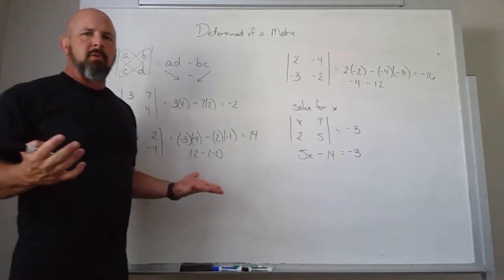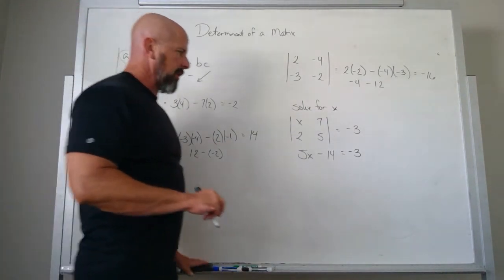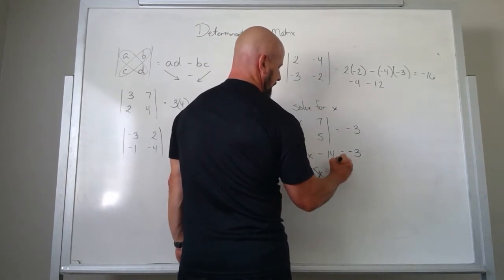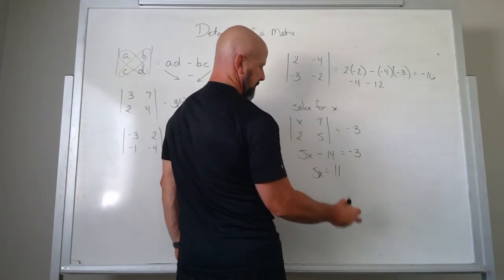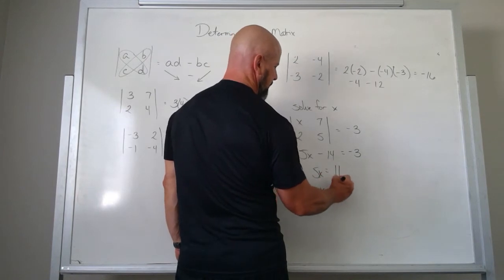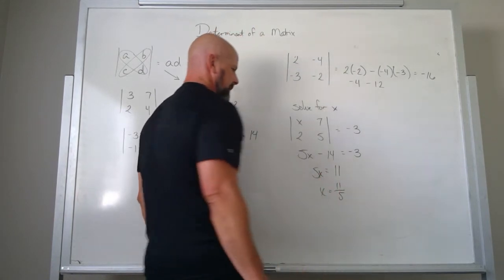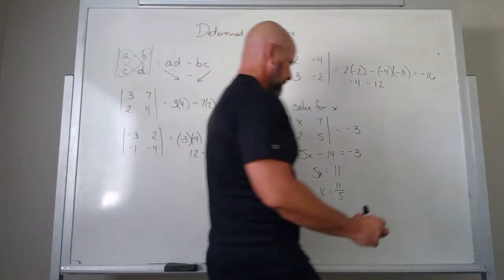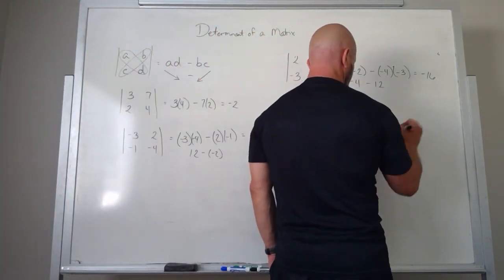So I end up with a two-step equation, not too bad to solve there. Add my 14 over. 5x is 11. And so then x would be 11/5. Let's look at one more like that. I'll just move the x around.